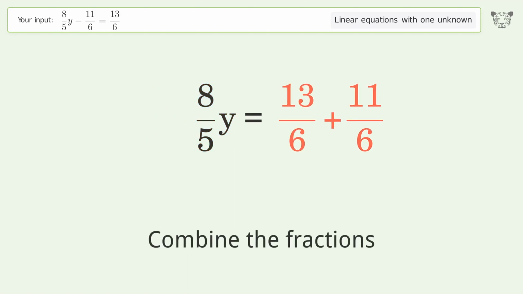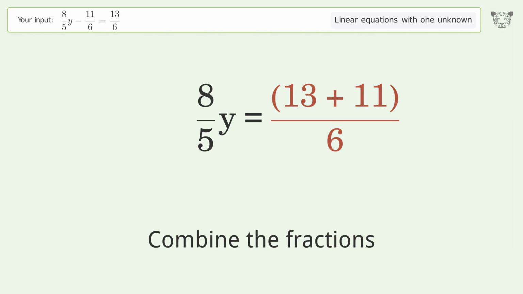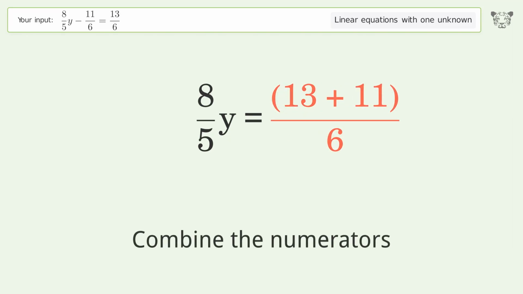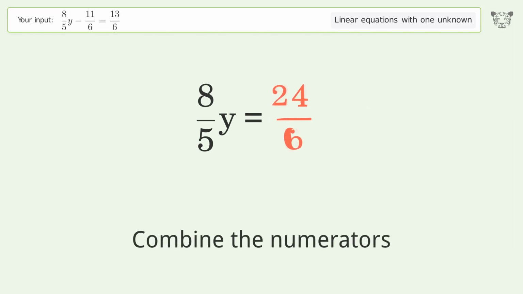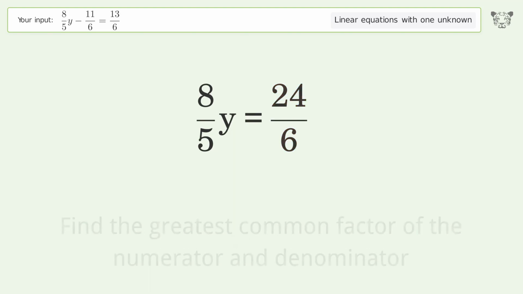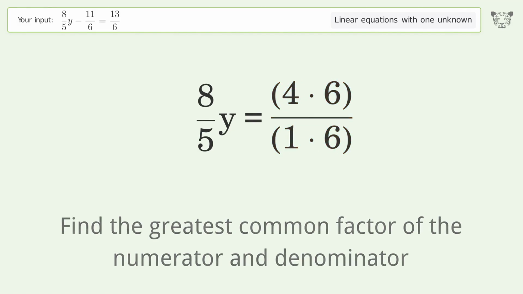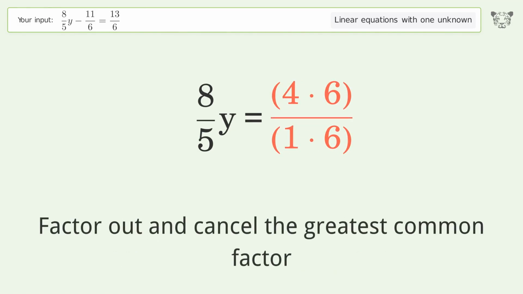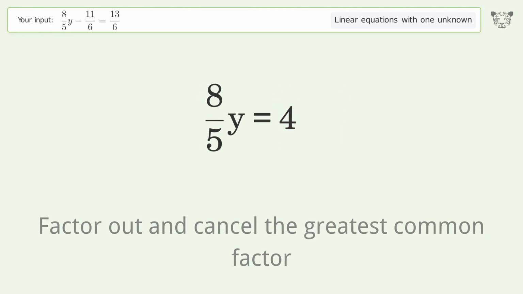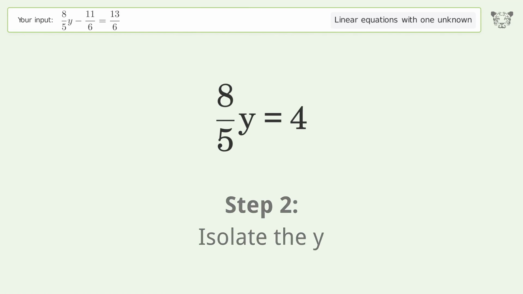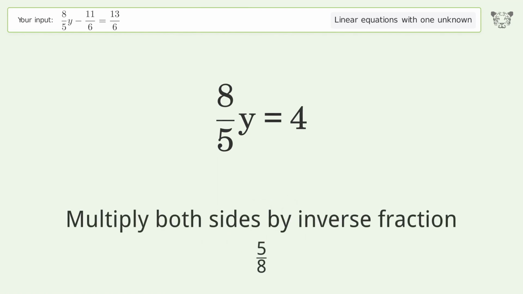Combine the fractions. Combine the numerators. Find the greatest common factor of the numerator and denominator. Factor out and cancel the greatest common factor. Isolate the y. Multiply both sides by inverse fraction 5/8.